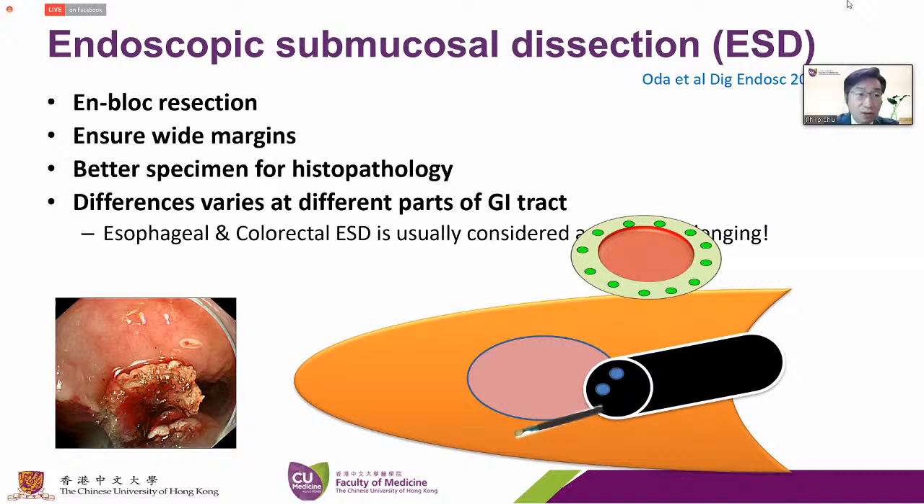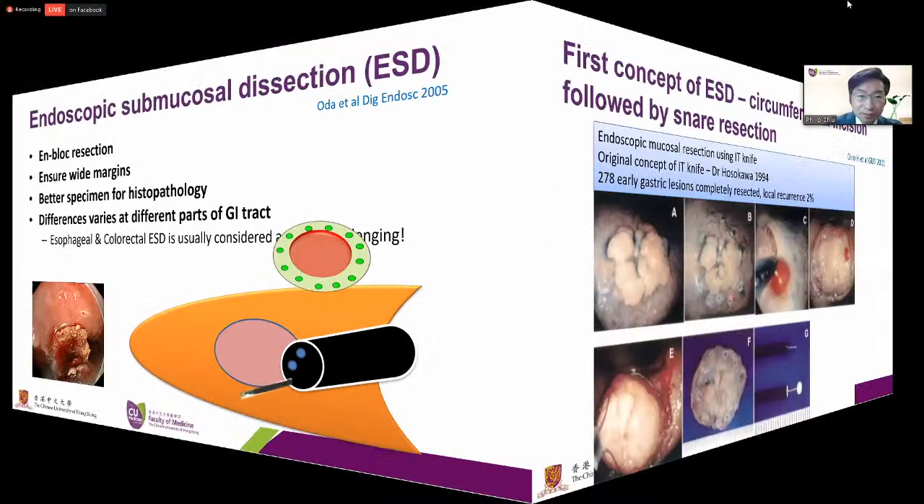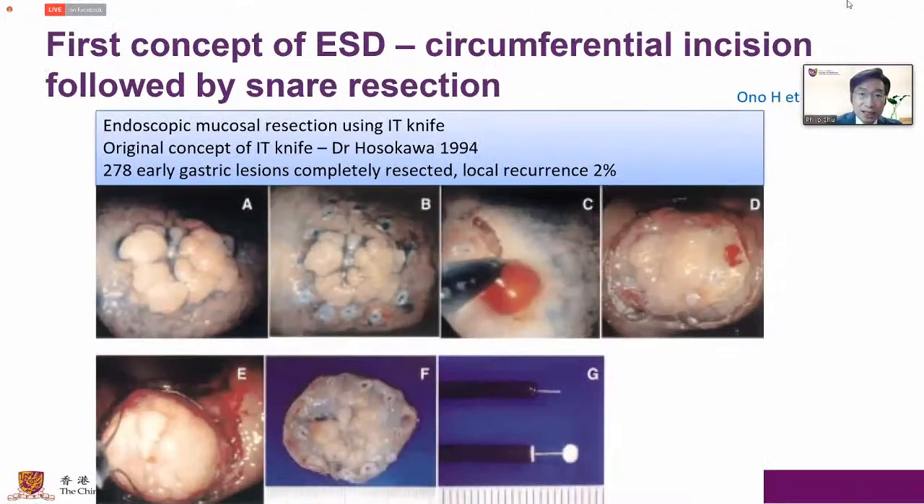It can also ensure a wide resection margin with a better specimen for histopathology. There may be some differences in the various parts of the GI tract in applying this technique, but it can generally be applied for treatment of early GI cancer in the whole GI tract. So this is the first concept of ESD, reported by Dr. Ono from Japan. With a hybrid type of ESD, out of 278 early gastric lesions, the local recurrence rate is just 2%.